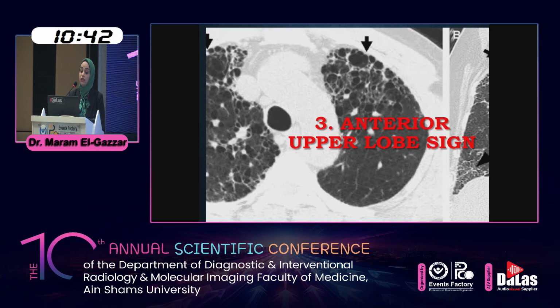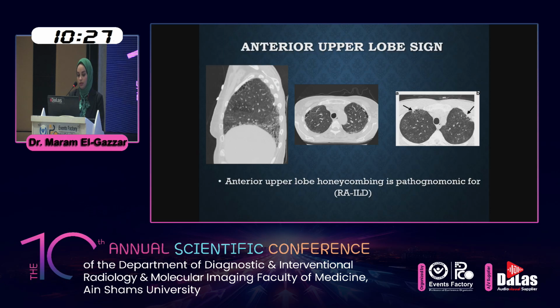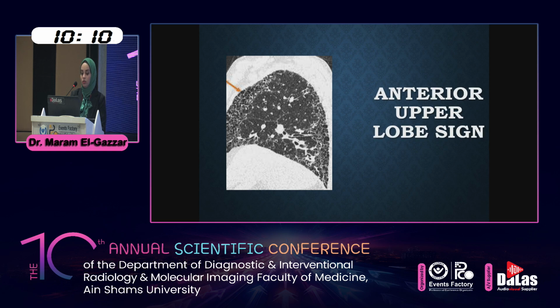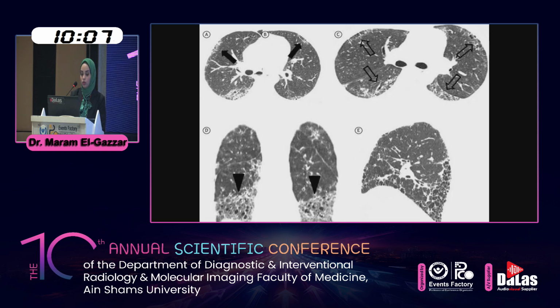The third sign is the anterior upper lobe sign. In most cases of UIP, we see basal subpleural reticulation with honeycombing, but it is basal. When I see it anteriorly in the upper lobe, it is pathognomonic for rheumatoid arthritis. It is best visualized on sagittal reformatted images. There is an anterior upper lobe sign of honeycombing, as we see here, which is pathognomonic for rheumatoid arthritis.